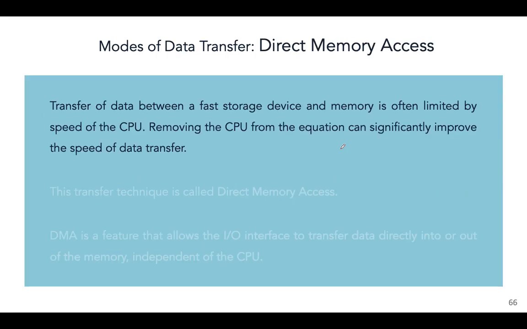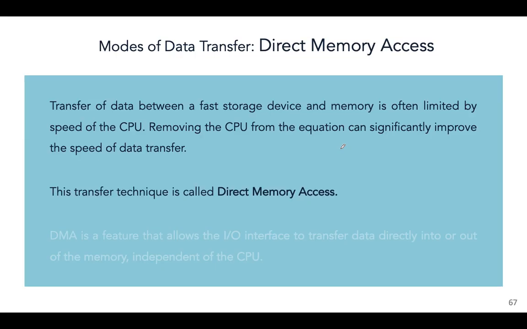The third kind of data transfer is direct memory access. Now, transfer of data between a fast storage device and memory is often limited by the speed of the CPU. See, CPU is what does everything. So, speed of the CPU dictates the speed of the data transfer. So, even if you have a very, very fast storage device, it's not going to matter because it will all be dictated by the speed of the CPU. So, if you could remove the CPU from this equation, it could significantly improve the speed of data transfer. If CPU weren't a part of this entire data transfer operation, things could go much faster, especially if you have a very high speed device.